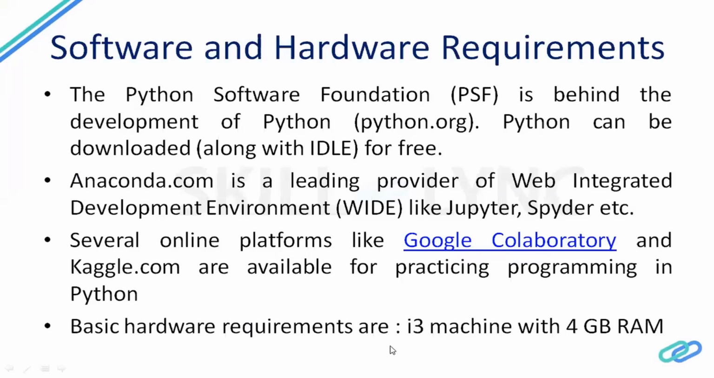And to execute Python, the basic requirements are what we have nowadays, an i3 machine with 4 GB RAM, and the more the better. Better than an i3 machine, that's better. If you have more than 4 GB RAM, that's also better. These are the basic requirements I can say.